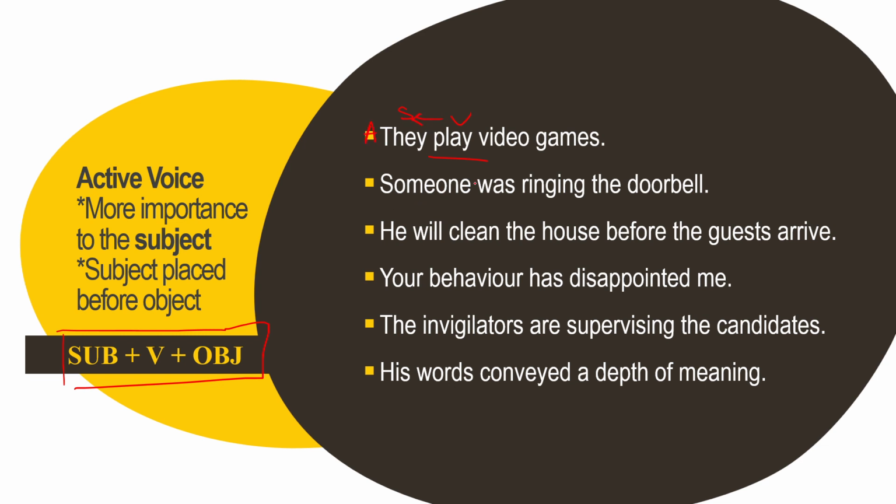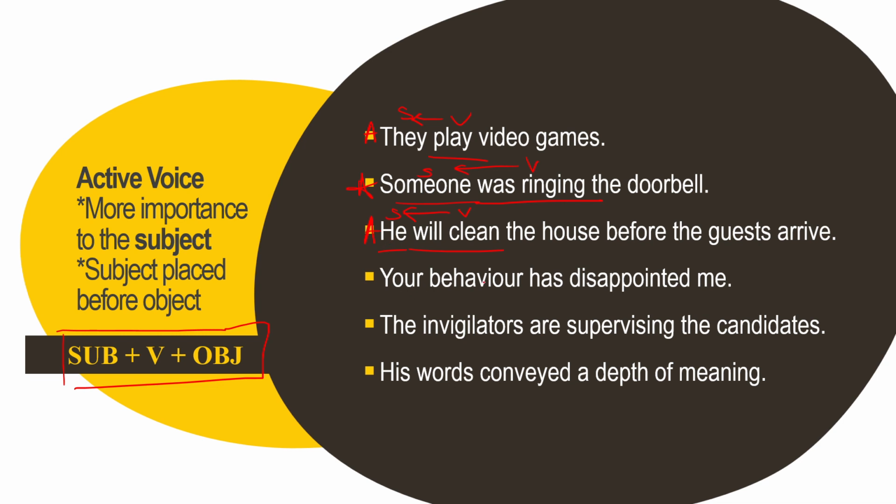Someone was ringing the doorbell. The verb is ringing. Who is ringing? Who is responsible for the ringing? Someone. Subject before verb, active. He will clean the house before the guests arrive. Will clean is the verb. He is the subject. Subject before verb, active.